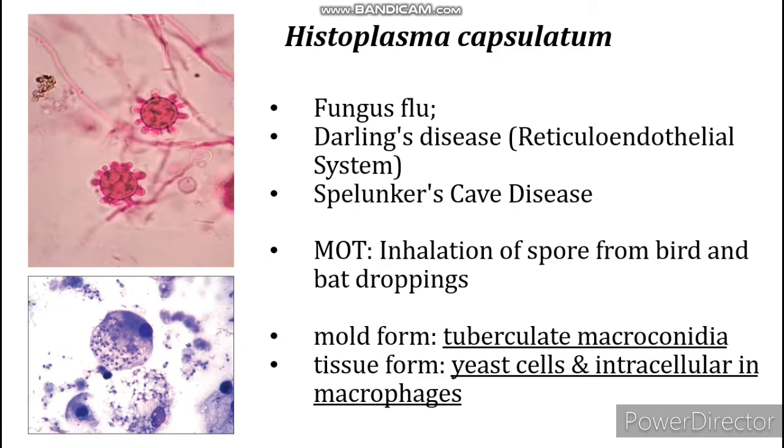Next systemic mycosis, you have your Histoplasma capsulatum. Take note again of the disease it causes. You have your fungus flu, your Darling's disease, and your Spelunker's cave disease. It is so called Darling's disease kasi yung nakadiscover sa fungi na to, ang apelido niya is Darling. Okay? And then, it's a cave disease because its mode of transmission is through the inhalation of the spores from bird and bat droppings. And usually, yung mga bats nakatira sa cave. In its mold form, it looks like a tuberculate macroconidia. Malaki siya. And then, in tissue form, it's formation of yeast cells and intracellular in macrophages. Yung yeast cells, nasa loob sila ng macrophages nyo.